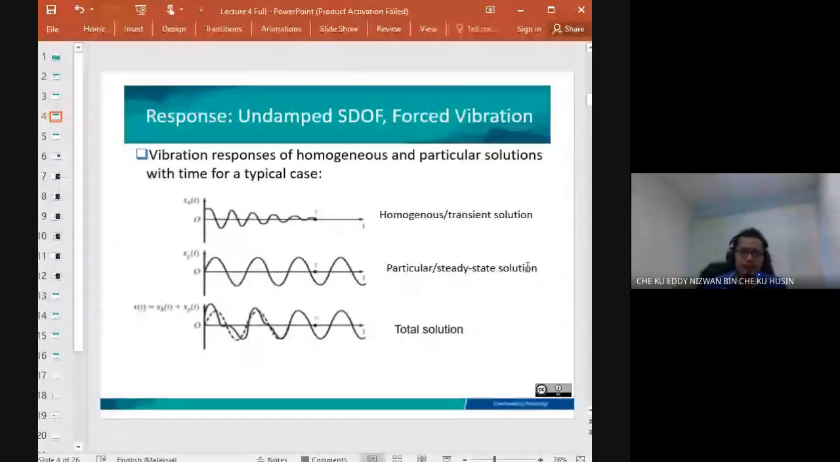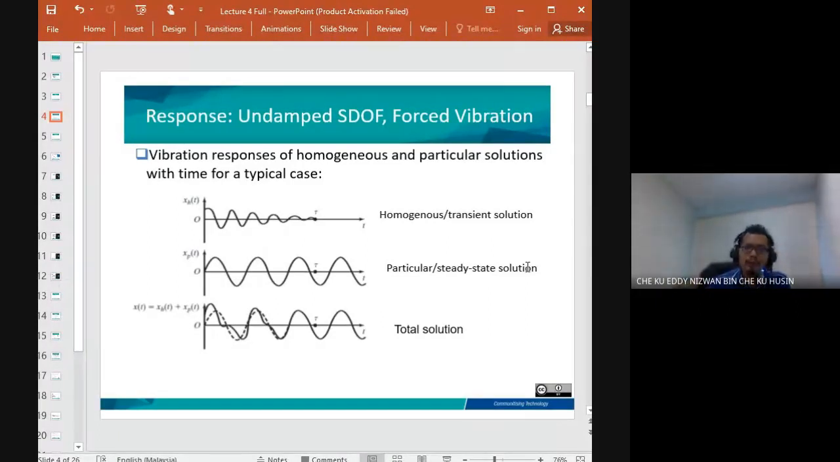So there are two kinds of motion with different frequencies. The homogeneous depends on the initial conditions: what is the initial displacement, what is the initial velocity. The amplitude depends on the initial conditions, but the frequency depends on the natural frequency, so it will oscillate based on its natural frequency. And then there is the particular or steady state solution, which is the response due to the applied force.